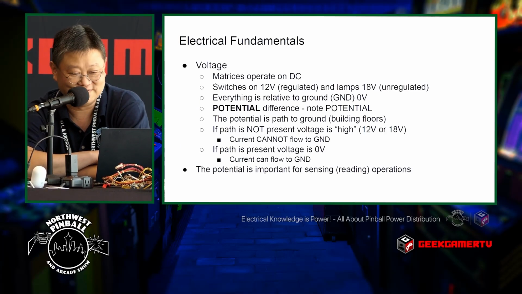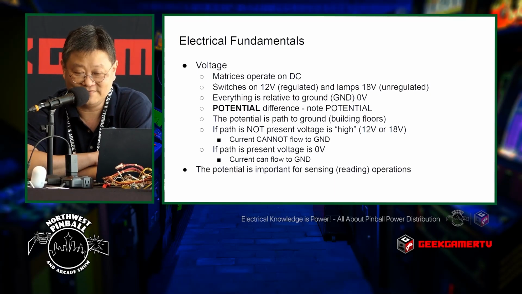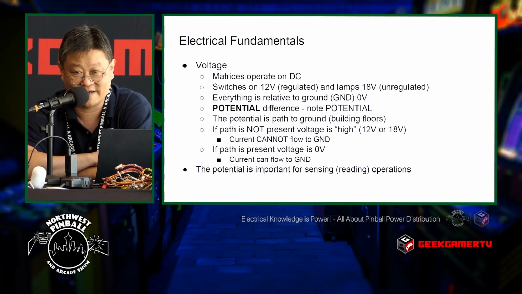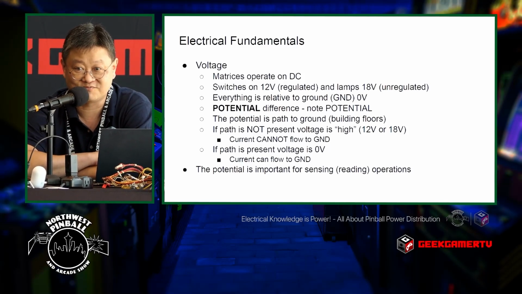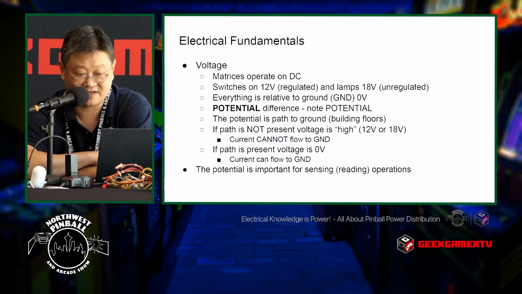Okay, so electrical fundamentals. We covered this earlier. Basically, matrices operate on DC voltage. Switches are low voltage, they're 12. The lamp matrix is 18, it's a little bit higher. But even though it's 18, because of the strobing nature of matrices, which I'll get into later, lamps and the lamp matrix are actually rated at 6.3 volts, even though it's 18 as converted. Everything here, because it's DC, is relative to ground.